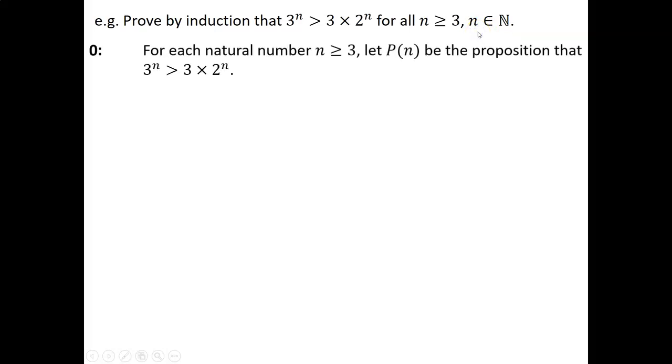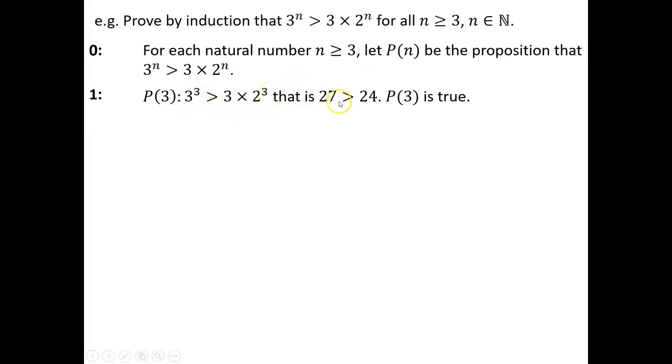Okay, here we're going to look at using proof by induction to show that an inequality is true. Note here that it's for all n greater than or equal to 3, n in the natural numbers, so we're not going to start at n equals 1. Let's start with defining our proposition. Now, we choose the smallest natural number that we can, which in this case is 3. So P(3): 3 to the power of 3 is greater than 3 times 2 to the power of 3.